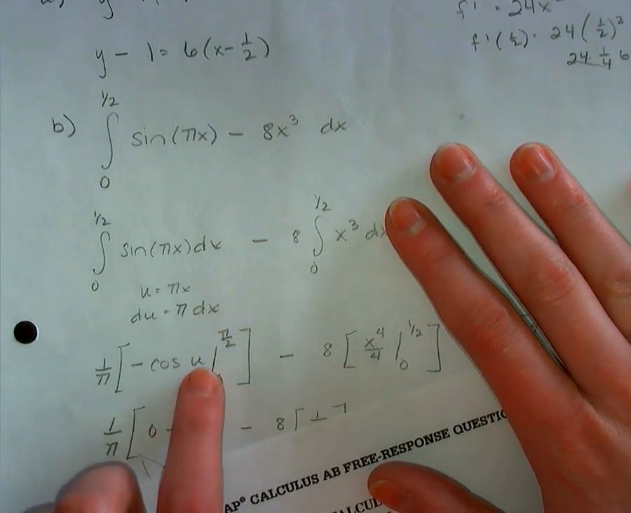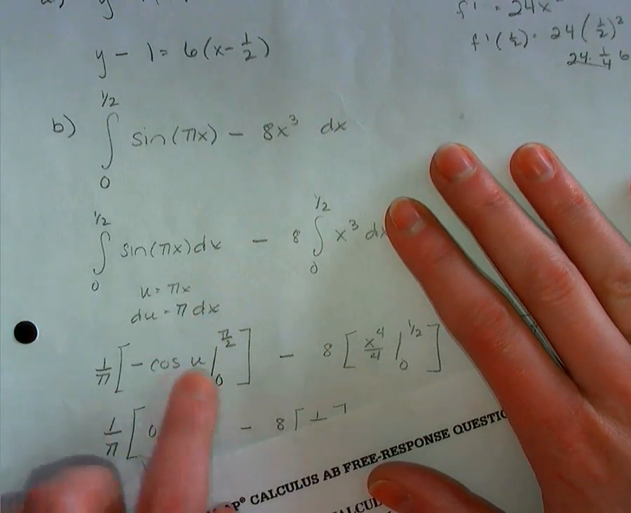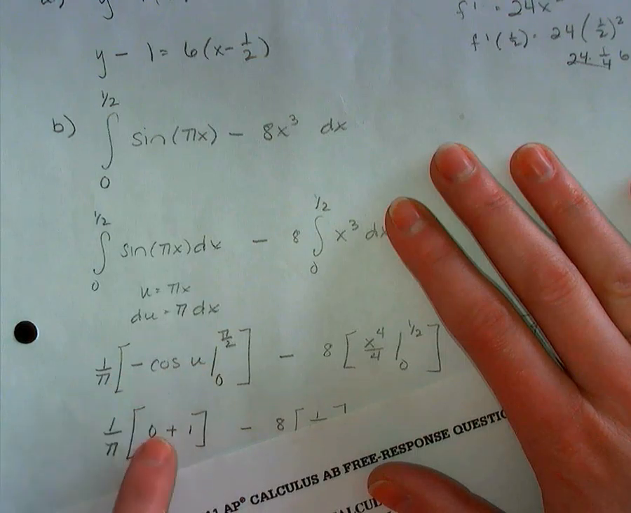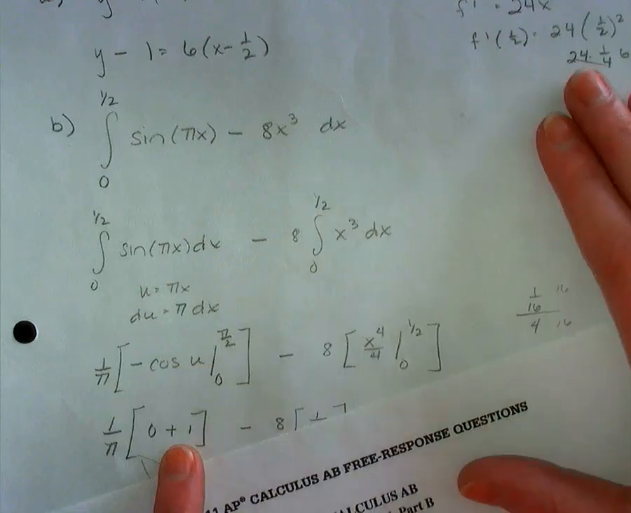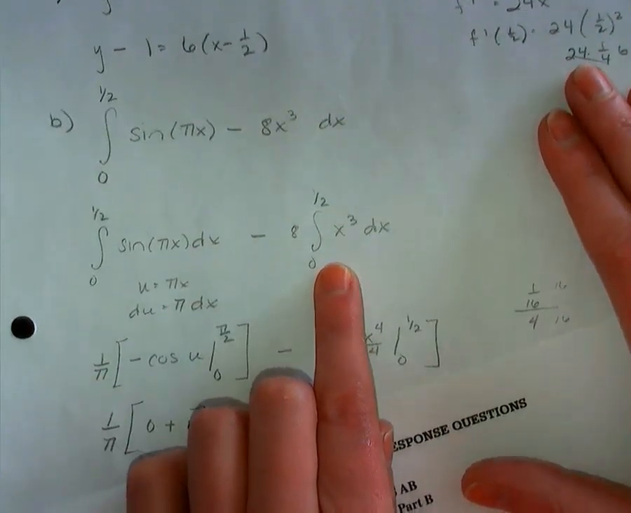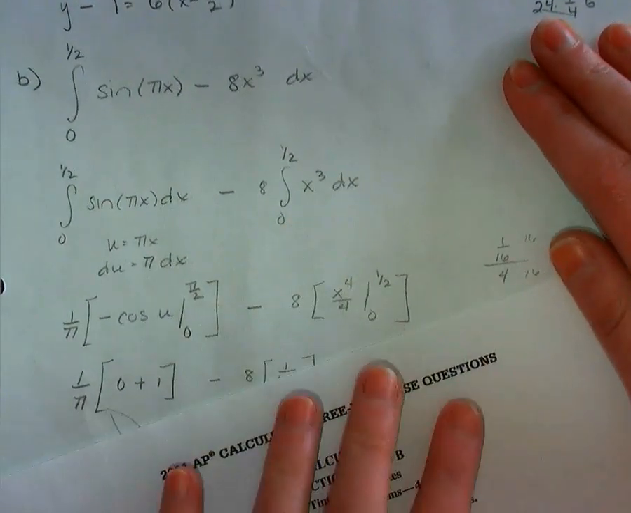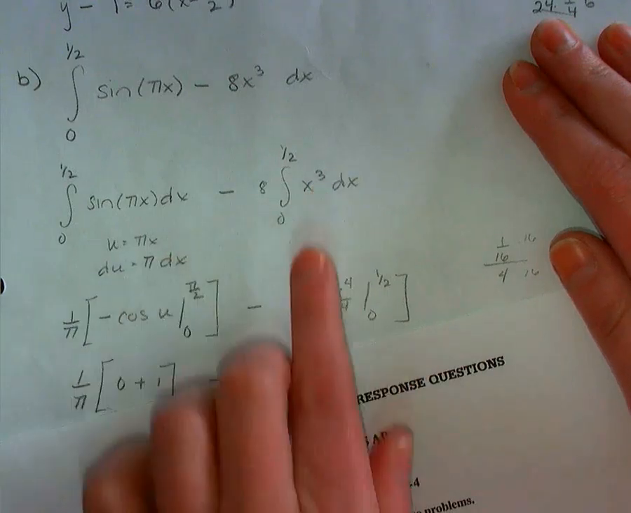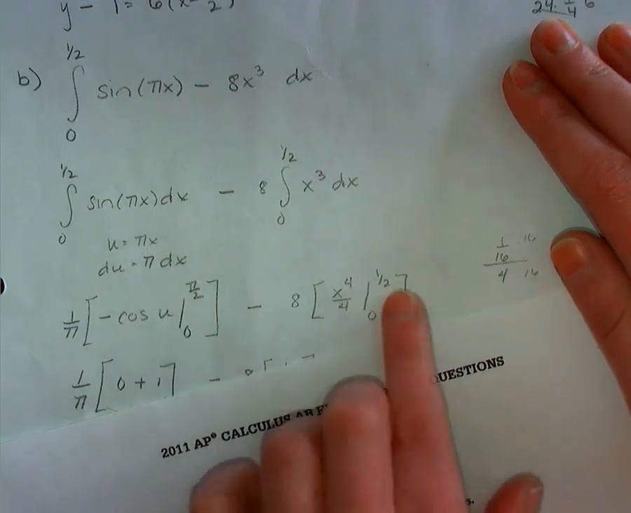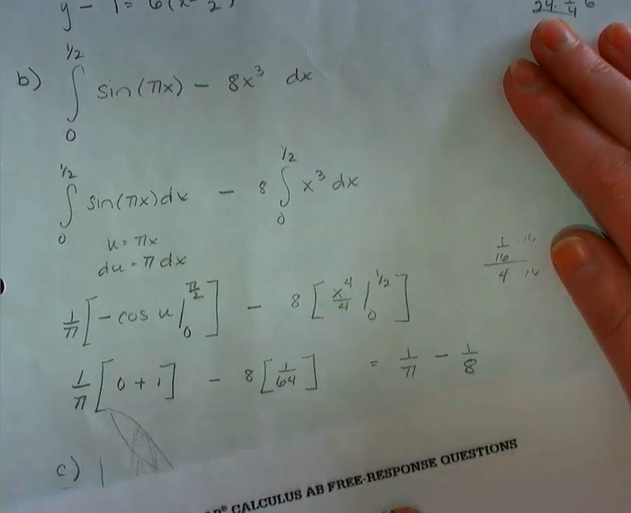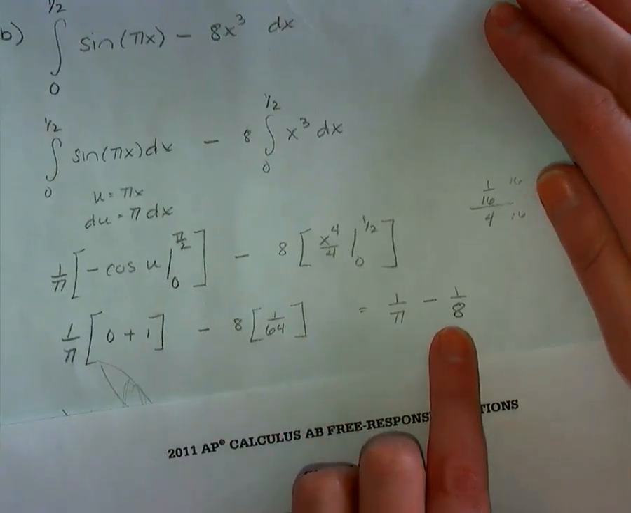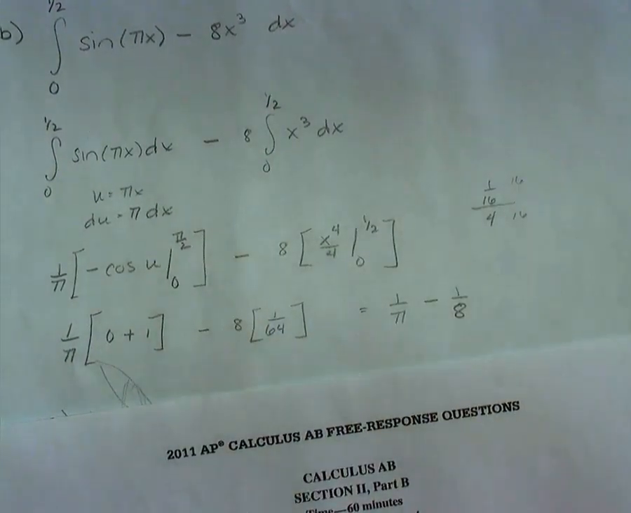Cosine of pi over 2 is 0, and then cosine of 0 is 1, but I'm subtracting a -1, so that turns into a +1. Over here, when I integrate the second part of my integral, the integral of x cubed is just x to the 4th over 4. Evaluate from 0 to 1/2, sub in, and you get your answer. Nothing too crazy there. Hopefully that went all right.